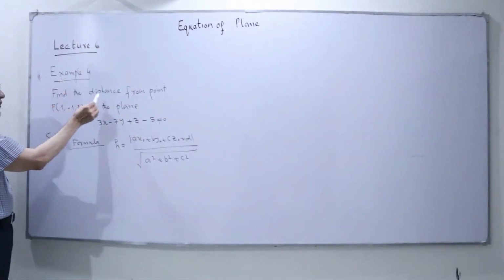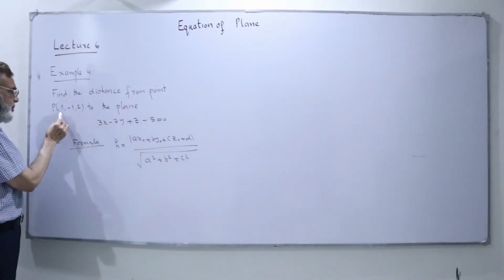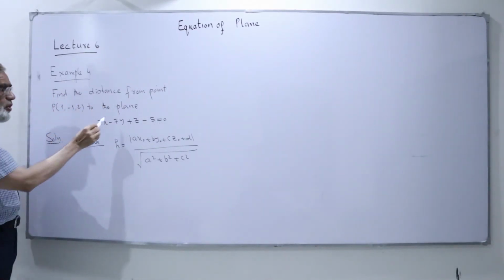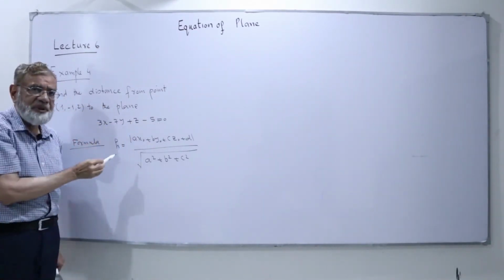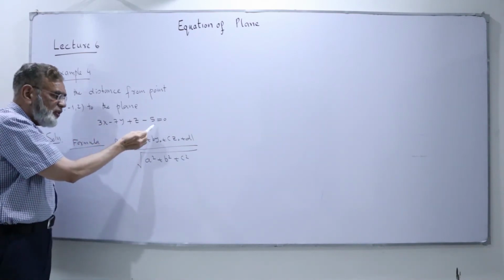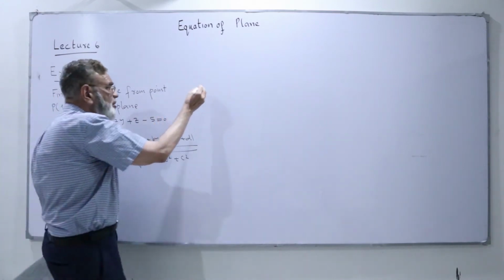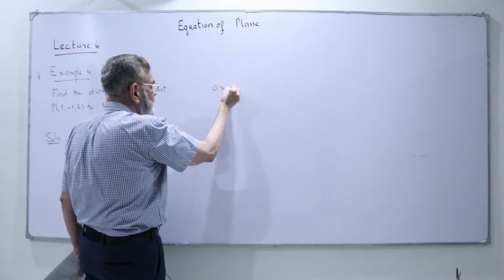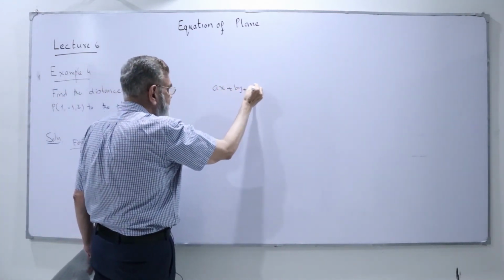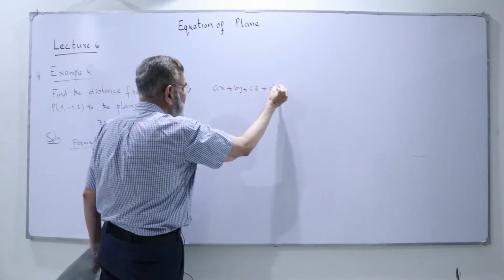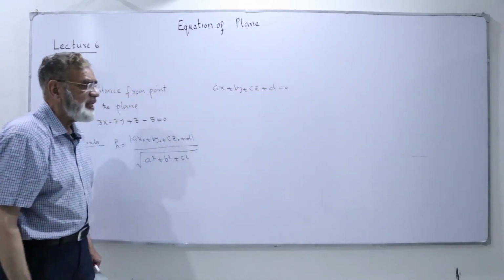In this example, we want to find the distance from the point P, that's (1, -1, 2), to the plane 3x - 7y + z = 5. We take 5 to the other side, so that's equal to -5. Because we take the standard form of the equation, when we find the distance from the plane, we wrote this as ax + by + cz + d = 0.